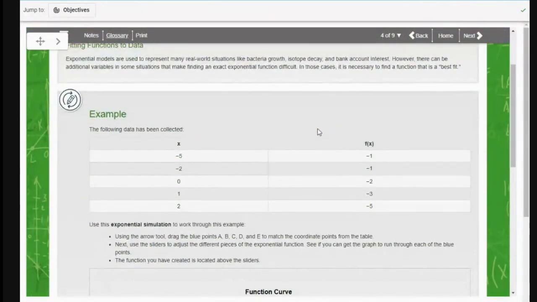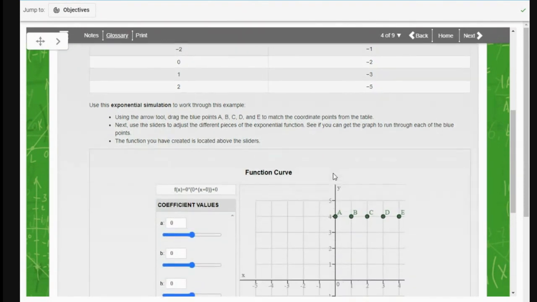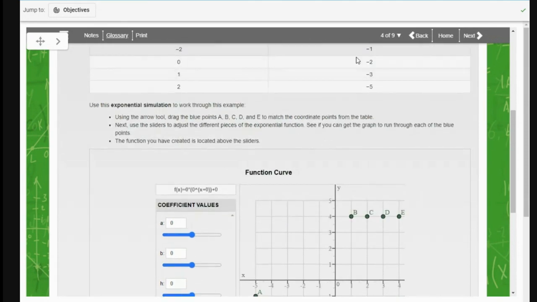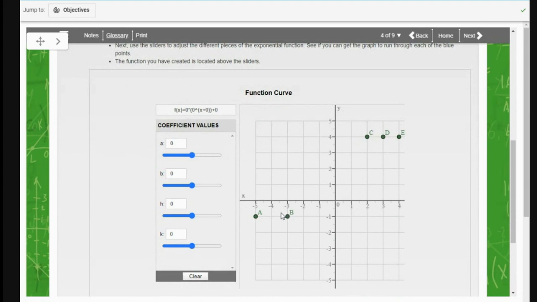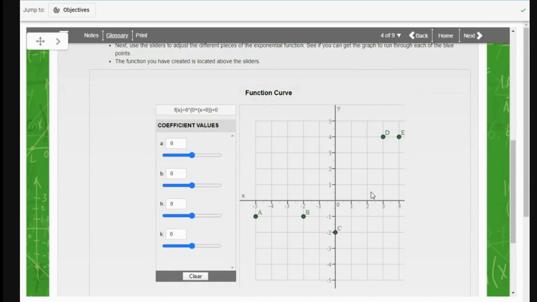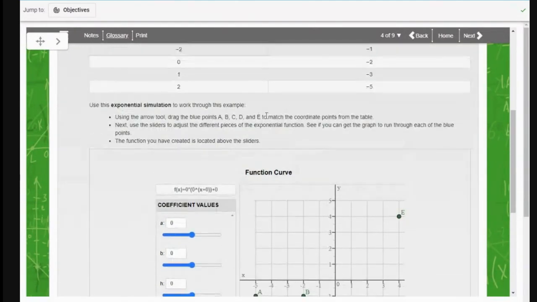Fitting functions to data. Here's the other thing we need to talk about. Sometimes we have data and we're trying to figure out the equation. So here's some data that's been collected. Here's the x, here's the y. This is a table: -5, -1; -2, -1; 0, -2; 1, -3; and 2, -5. Let's try to find an equation to match this with this a, b, h, and k. You can play with this on your own.